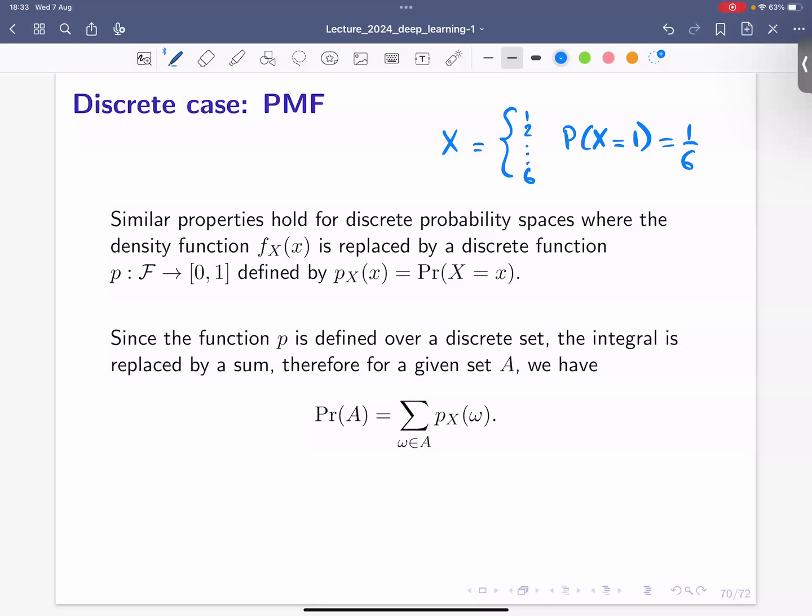Okay. And now, here also one small thing is that if you're looking at the probability of a set, right? So instead, let's say you get a probability of a set instead of a singleton, then you have to sum over all the elements omega in the set. Okay. All right. So while we had an integral before for the continuous case, this integral now becomes a sum.